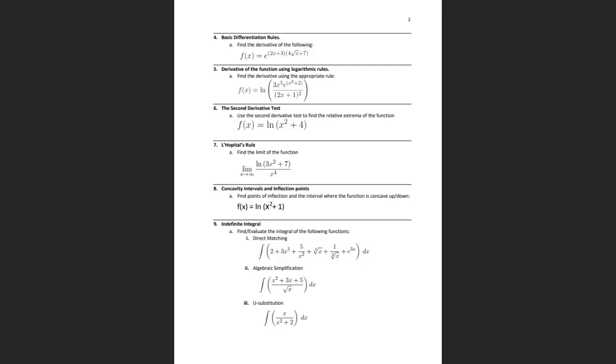So for number 6, for the second derivative test, would I just start by taking the derivative of the function and then set it to 0? Yes. So you take the first derivative, set it equal to 0, find the critical points, and then plug that into the second derivative. Okay. And then if it's positive, it's a minimum, I think. Yes. I always get that one mixed up. Yeah, you want to think it's the opposite. If it's less than 0, then it's the maximum. If it's greater than 0, it's a minimum.